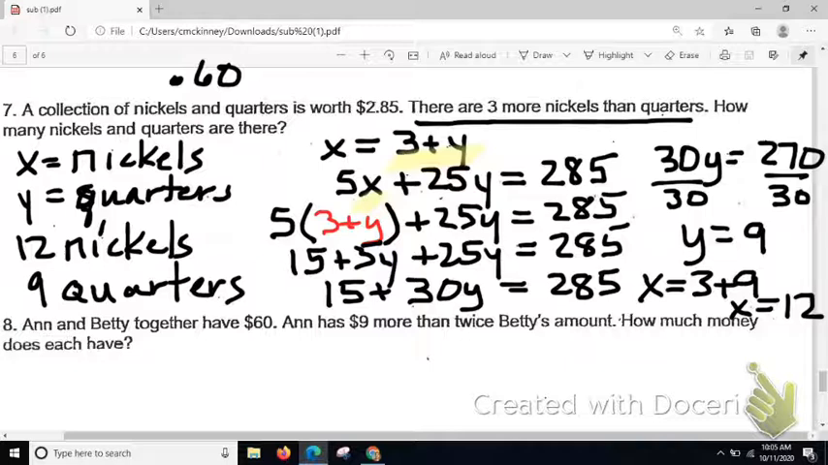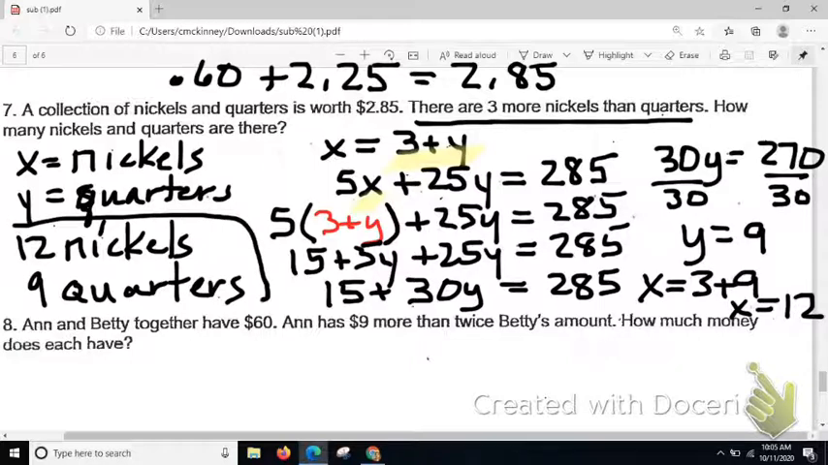9 quarters, well, I know 4 quarters is $1, so that's $2.25. Or I could just do 9 times 0.25. And then when I add that together, I do get 285. You could also check it in your actual equation. I just usually go back and check, like, in the word problem, does this make sense? And so that's my final solution, 12 nickels, 9 quarters. Or if you wanted to tell me 9 quarters and 12 nickels, perfect, as long as they're labeled.